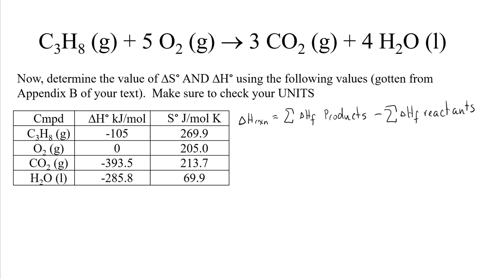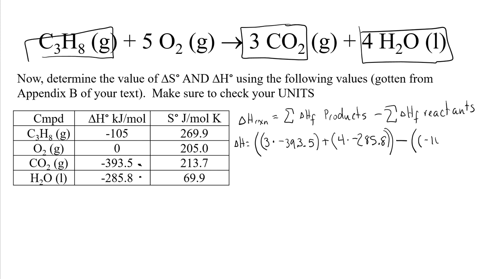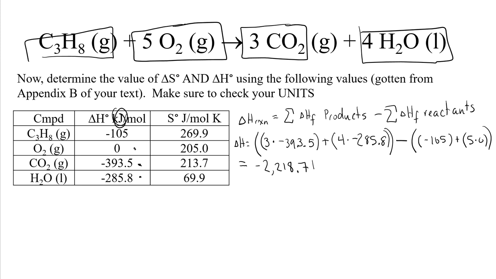So let's start with the delta H. The delta H of the reaction, the delta H of the system, is going to be equal to, we have 3 carbon dioxides, so we're going to take 3 times negative 393.5, plus we have 4 water liquids, 4 times negative 285.8. That's our products, minus, we have 1 C3H8, negative 105, plus 5 oxygens. Oxygen, since it's in its elemental state, is 0. So the delta H for this reaction is equal to negative 2,218.7 kilojoules. Okay?